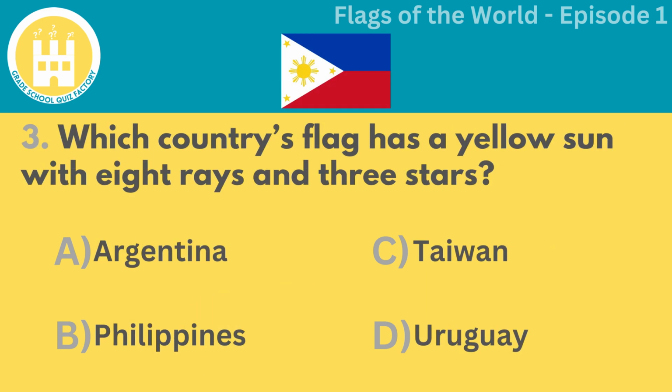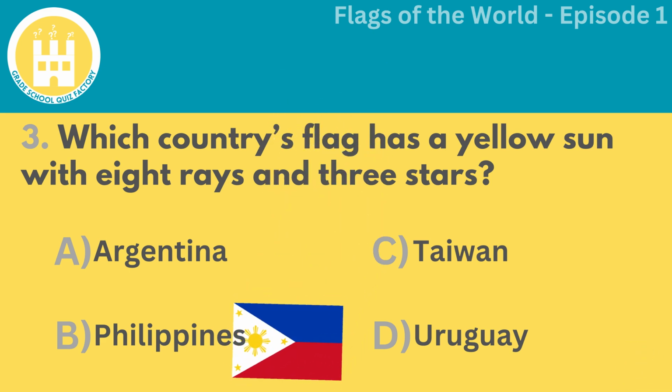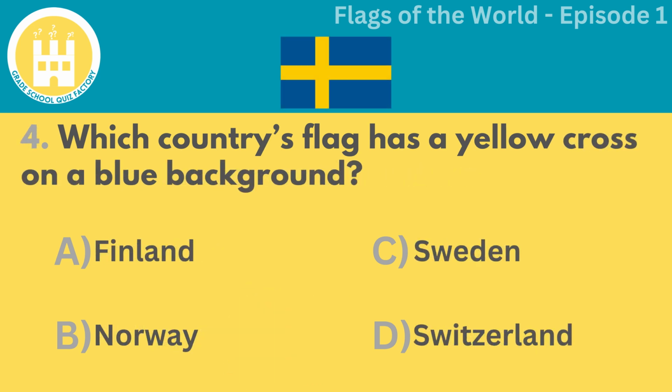Number 3. Which country's flag has a yellow sun with 8 rays and 3 stars? If you answer letter B, you are correct. It's Philippines. Moving on to number 4.